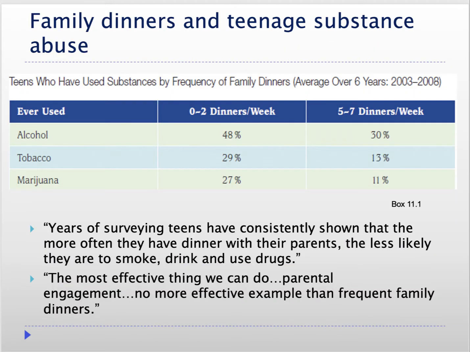So think about the example we have in the book, Family Dinners and Teenage Substance Abuse. This is a quote from, I think, like 15 years ago. It's actually from a survey done every year, and they found that years of surveying teens have consistently shown that the more often they have dinner with their parents, the less likely they are to smoke, drink, and use drugs. The same organization has continued to do the surveys, and this has continued to be true.